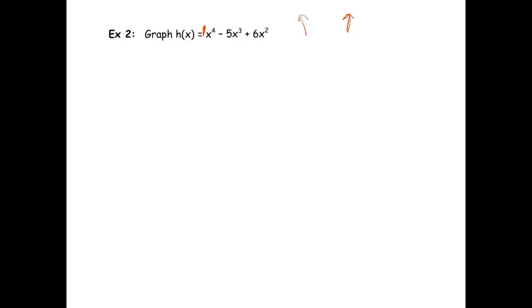Let's see, what's our GCF? We want to start with our GCF. Don't get fooled by this one. It's not x, it's actually x squared. Let's factor that out. We're left with x squared minus 5x plus 6. Excellent. Let's try to factor the quadratic.